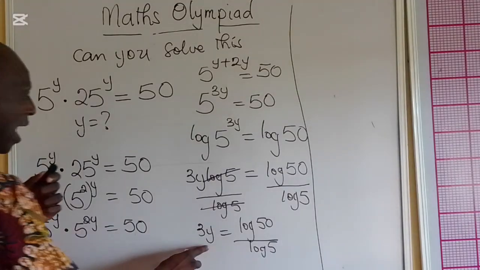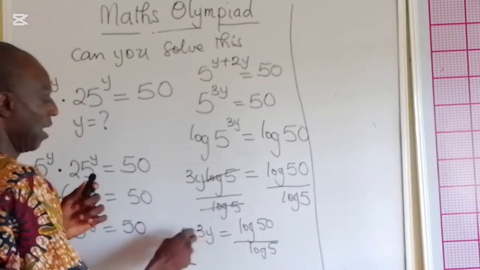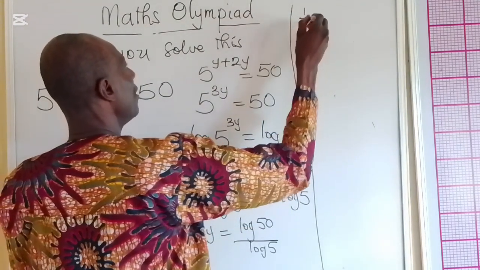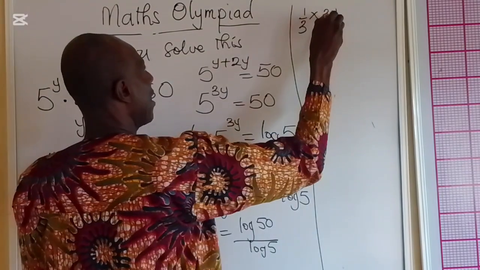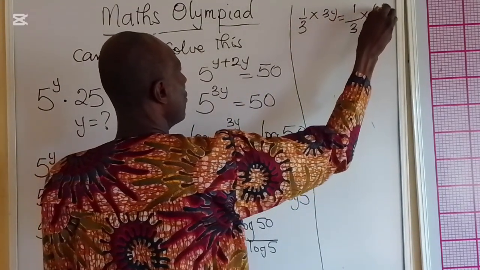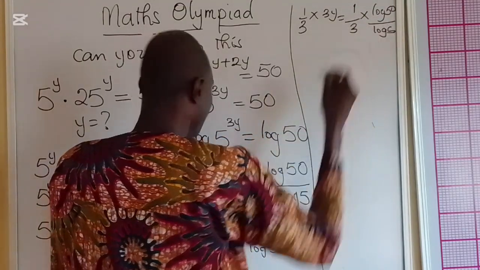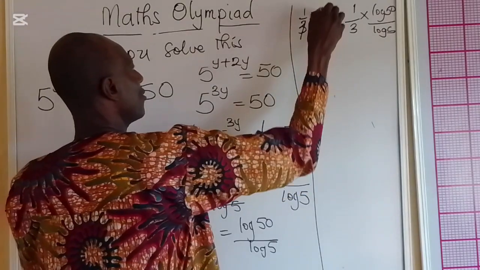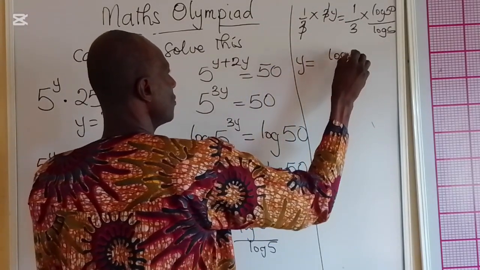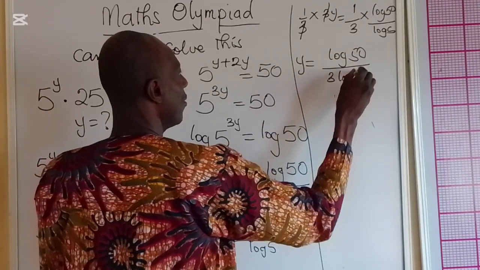And I want to make y the subject of the formula. So I will multiply both sides by 1 over 3 to remove that 3. So 1 over 3 times 3y is equal to 1 over 3 times log 50 over log 5. So this will cancel this. You are left with y. Y is now log 50 over 3 log 5.